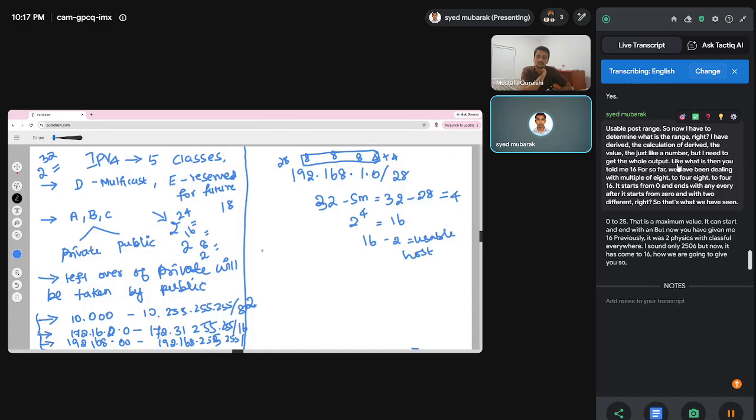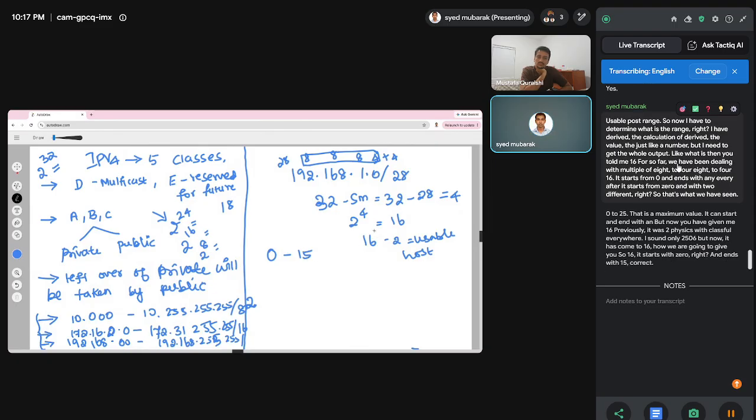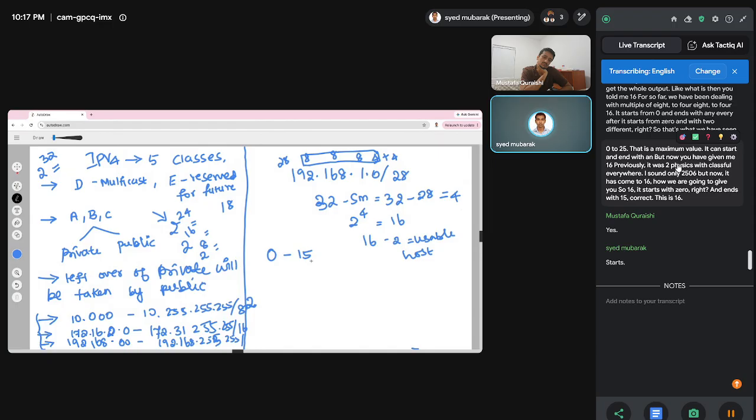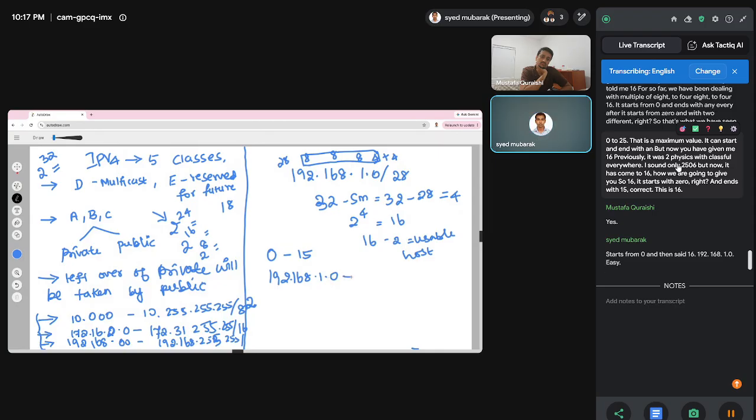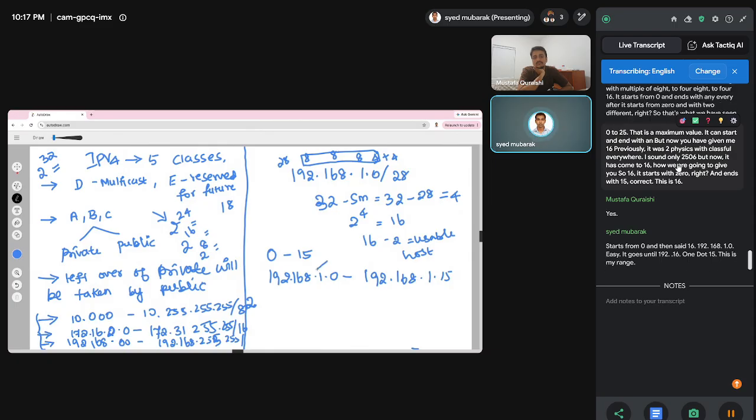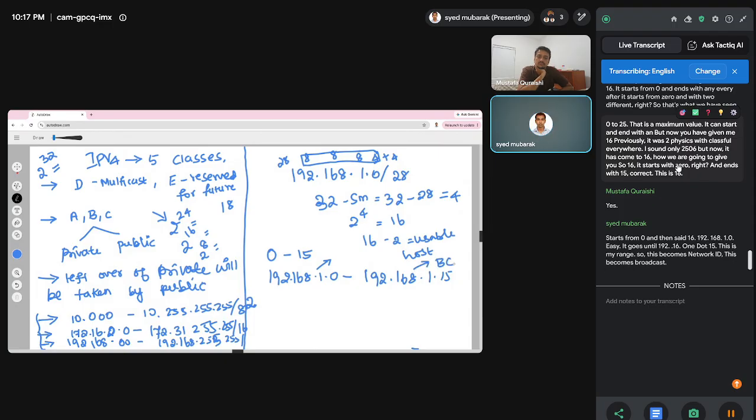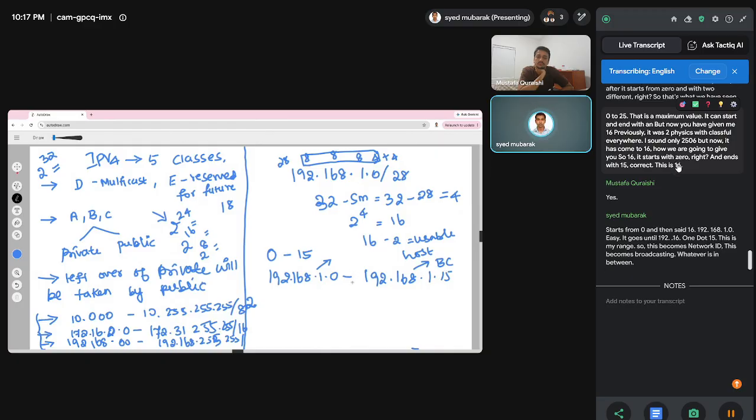So 16 starts at 0 and ends at 15. The range is 192.168.1.0 going until 192.168.1.15. This is my range. The first becomes the network ID, the last becomes the broadcast ID, and whatever is in between are the usable hosts.